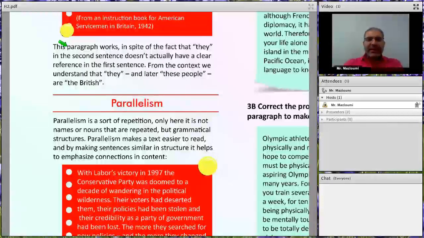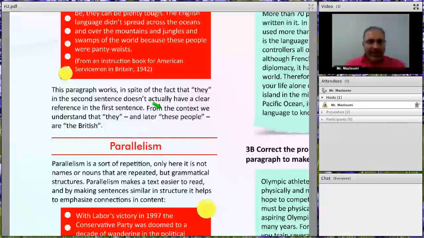In spite of the fact that means although, even though, while they in the second sentence doesn't actually have a clear reference. So it is not clear who or what it refers to. So it doesn't have a clear reference in the first sentence. From the context, from the paragraph, we understand that they and later these people here are the British. They refer to the same thing.